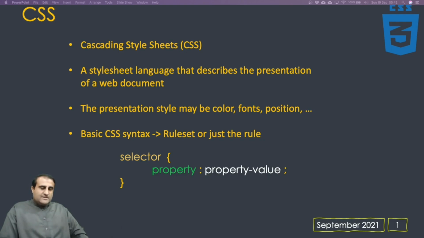So the basic syntax of a cascading style sheet, or CSS, is a rule set, or simply said, just the rule. So the format of the rule is one we see here. First we have the selector, and then we have the body in the curly brackets. So in these braces, we have some declarations as property and property value pairs. So this is the fundamental structure of the rule set, or the rule of the CSS.